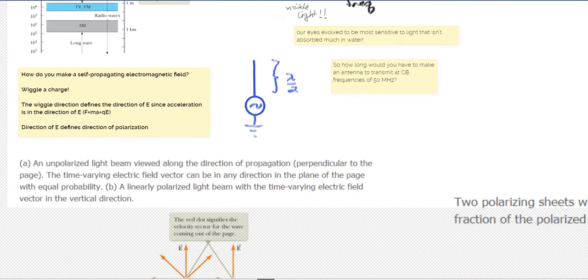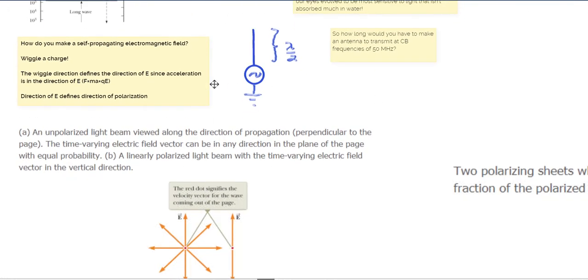So then here I asked the question, how do you make a self-propagating electromagnetic field? I think I already gave away the answer. You just wiggle a charge. And one way to do that is you put an AC generator and then you attach a wire to one end. And now charges are free to move up and down this wire.